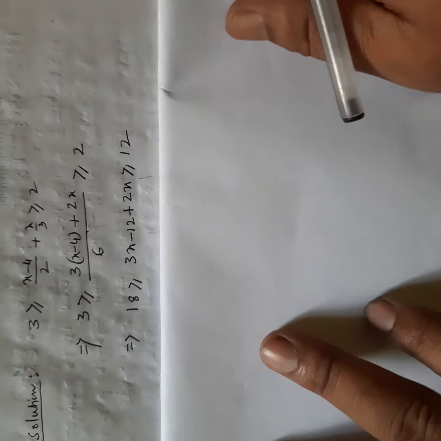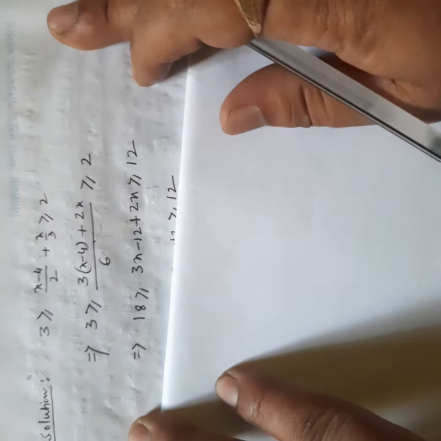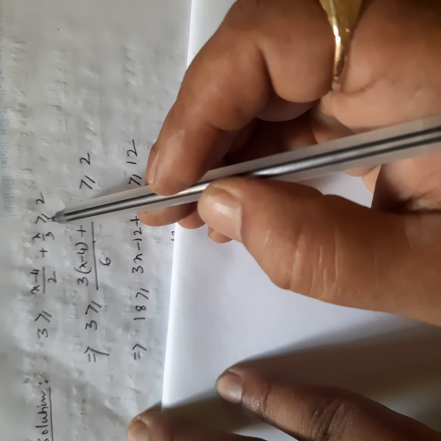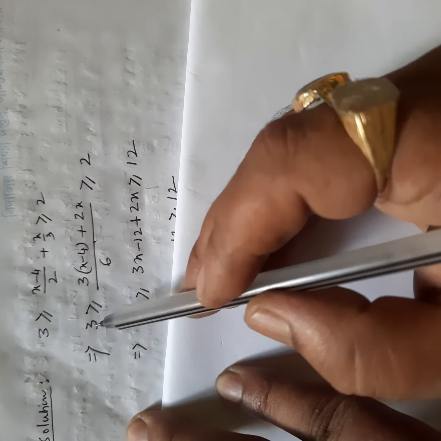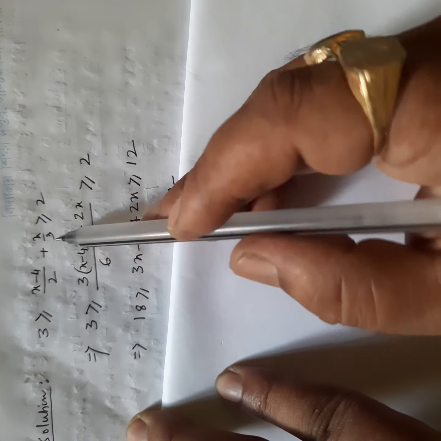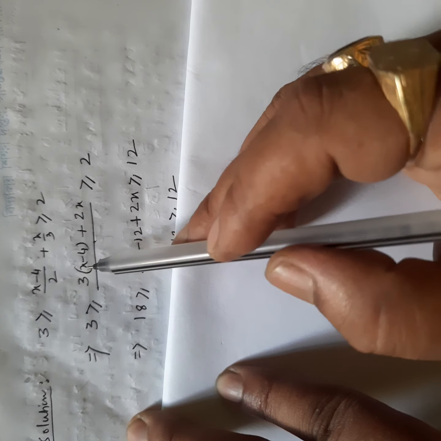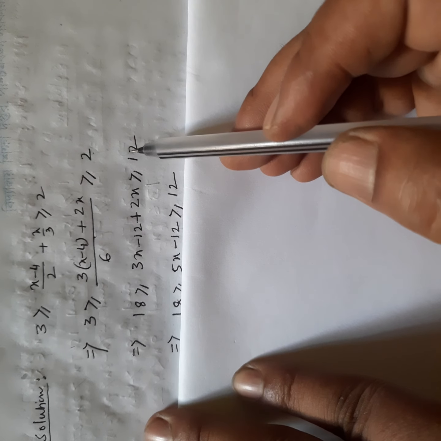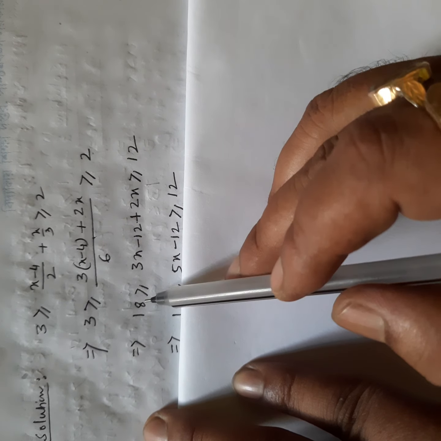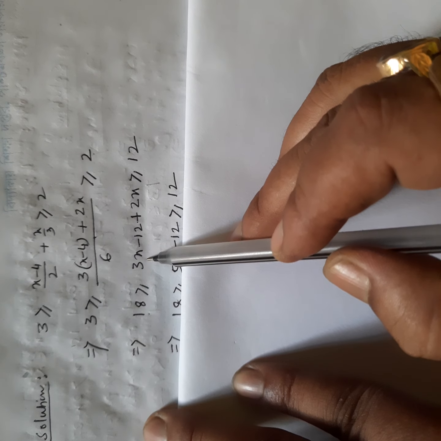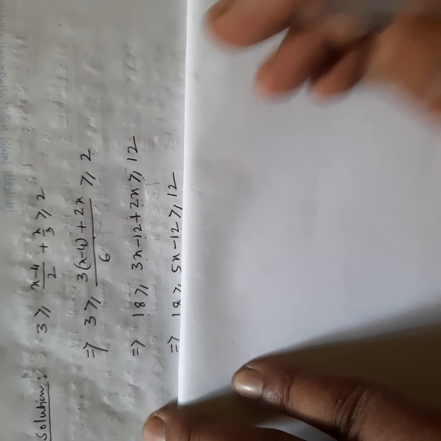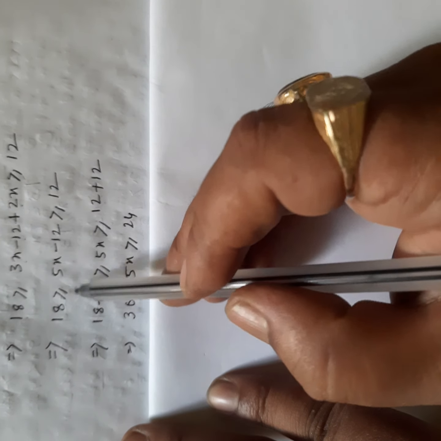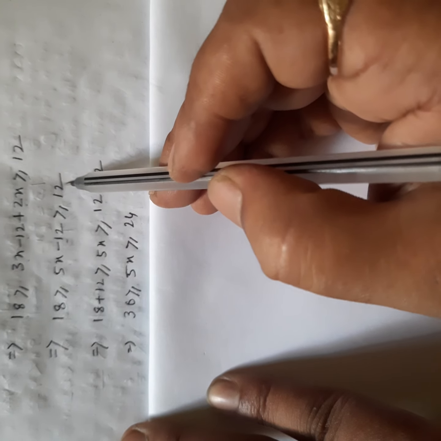Solution. 3 ≥ (x − 4)/2 + x/3 ≥ 2. This implies that, taking LCM 6 and multiplying 6 on both sides, 18 ≥ 3(x − 4) + 2x ≥ 12. This implies that 18 ≥ 3x − 12 + 2x ≥ 12. This implies that 18 ≥ 5x − 12 ≥ 12.